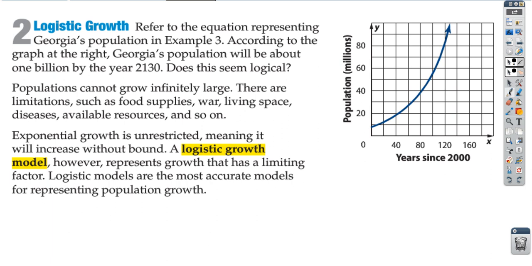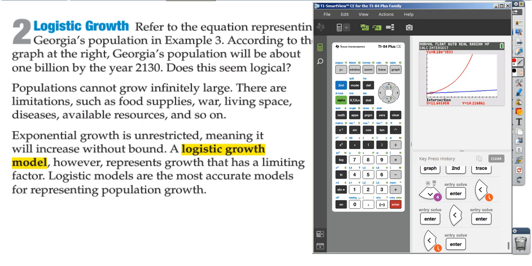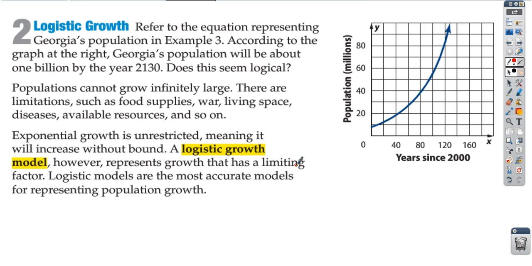Okay. Here's the last thing I want to mention, something called logistical growth and decay. So here's the problem. If you look at that graph that we just did, look how steep that red curve is. You can see it's going way, way up there, and the problem is in real life that's probably not going to happen. This is what the graph looks like right here. According to that graph, it's telling us that Georgia's population will shoot up to 1 billion by the year 2130, and that doesn't make sense.